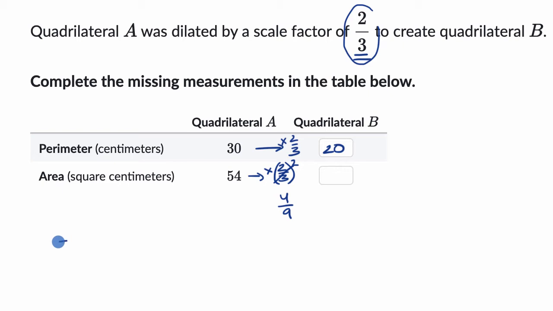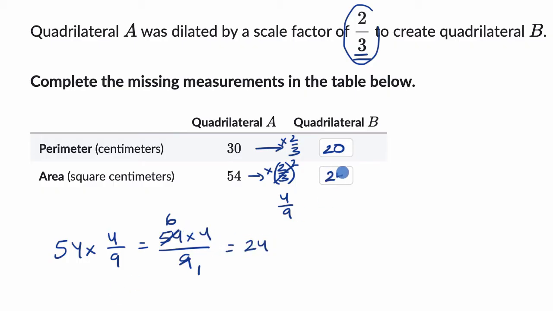So what is 54 times 4/9? That is equal to 54 times 4 over 9. Both 54 and 9 are divisible by 9. So let's divide them both by 9. This becomes a 6. This becomes a 1. And so we end up with 6 times 4 is equal to 24. And we're done.